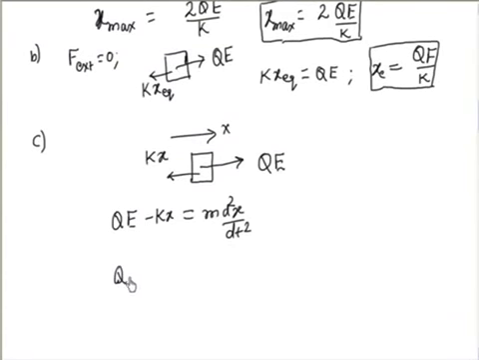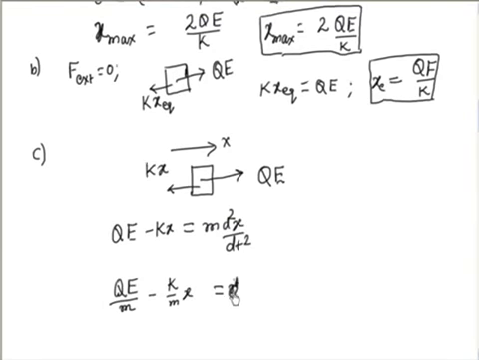So let us say QE minus KX. What we will do is change the origin. So we have QE by m minus K by m into x is equal to, the m goes, so we have only d2x by dt square. Now this is a minus x. So what we can do is use a new variable z. Z is equal to QE by m minus K by m into x. So let us introduce a new variable.